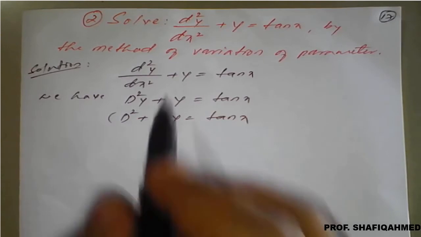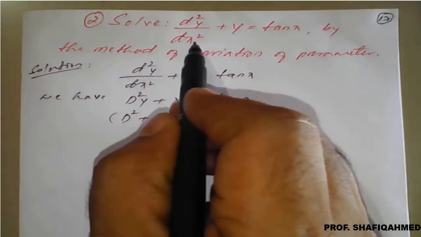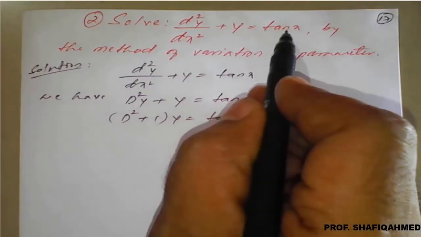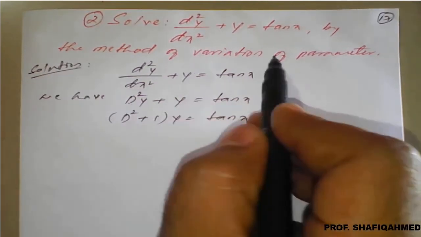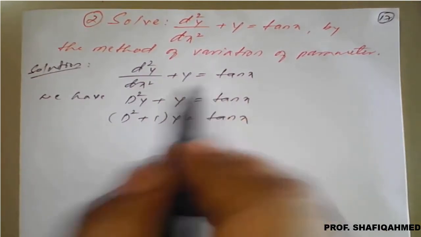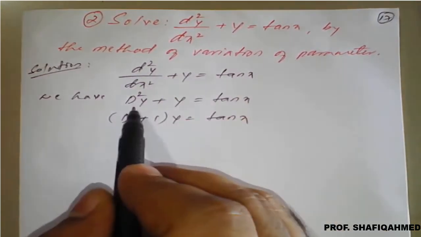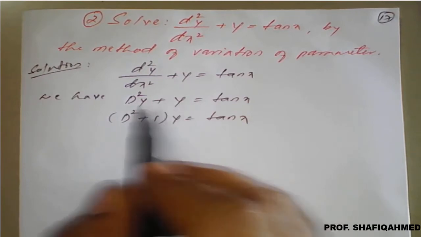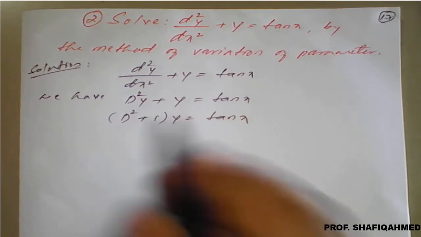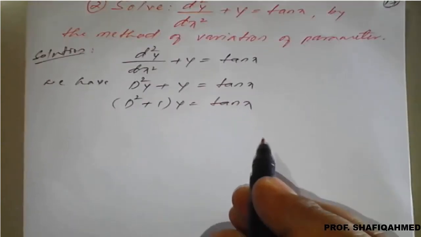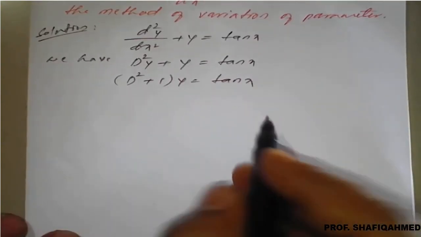Next example is: solve d square y upon dx square plus y is equal to tan x by the method of variation of parameter. So given question, write as it is. I have simplified and made the left hand side as (d square plus 1) of y is equal to tan x.